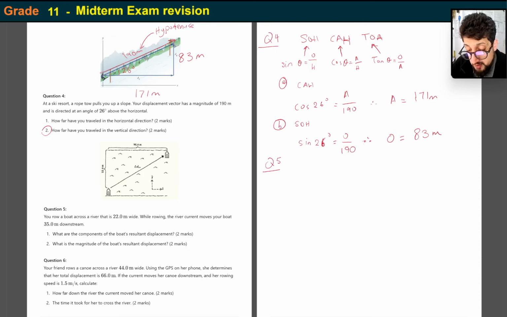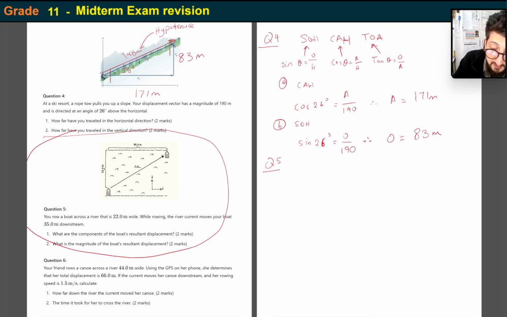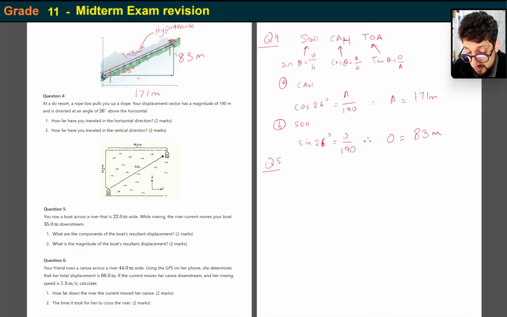You row a boat across a river. As you can see over here, that's all question 5. You row a boat across a river that is 22 meters wide. While rowing, the river current moves your boat 35 meters down the stream. What are the components of the boat's resultant displacement? That's the resultant displacement because it's the shortest distance between 2 points. And what is the magnitude of the resultant displacement?